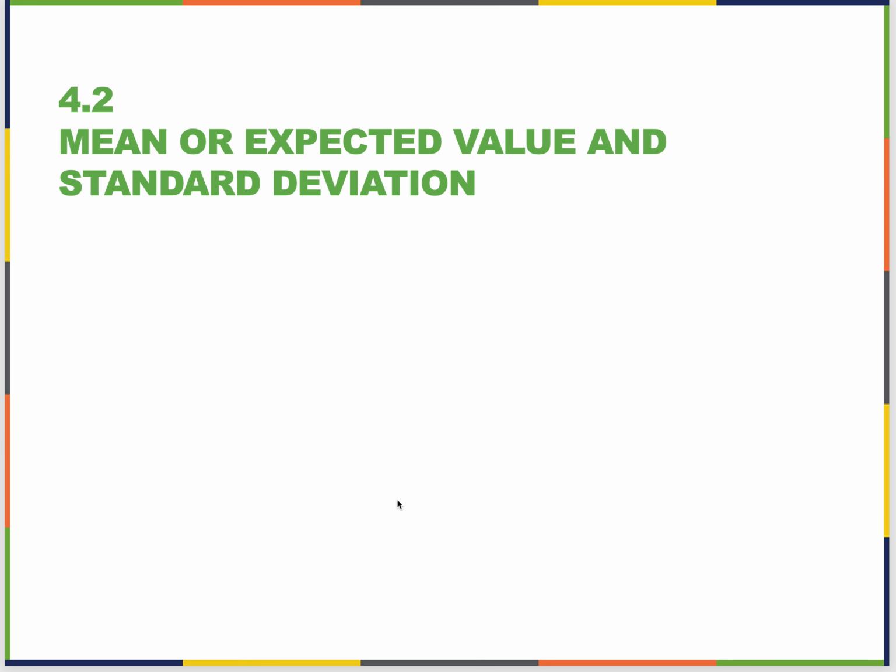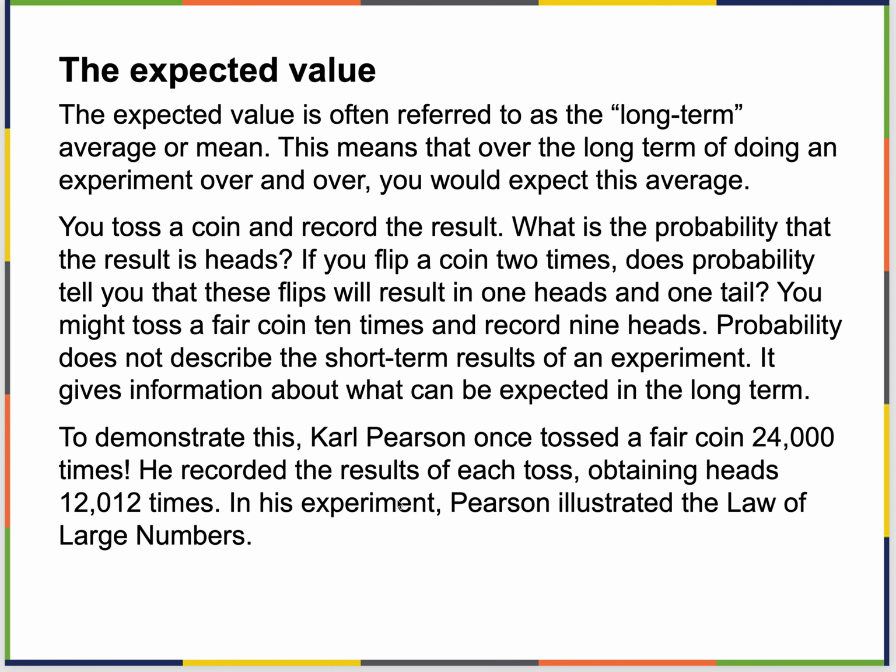So now we ask about the mean or expected value and standard deviation of these things. So the expected value is the long-term average. What do we mean long-term average? If I toss a coin and record the result, what's the probability that it's heads or tails? We know that it's 50%, but if you flip a coin 2 times, it's not certain that these flips will result in 1 heads and 1 tail. You might toss a fair coin several times and get all heads or all tails, or majority of them heads, majority of them tails. And because each flip is independent, you don't know what it's going to be.